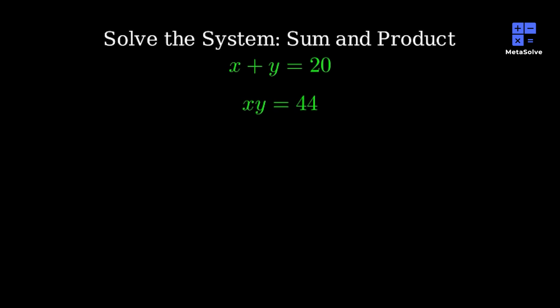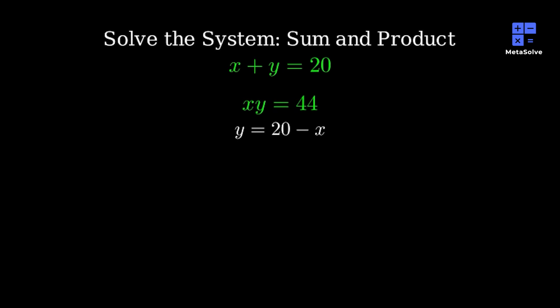Let's solve a classic math Olympiad-style system of equations problem from Germany. Our challenge is to find two numbers whose sum is 20 and whose product is 44. Here are the equations. The first equation is x plus y equals 20. The second equation is x times y equals 44.